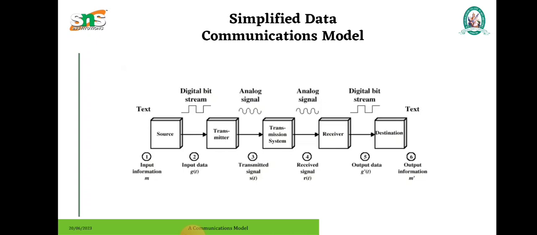So here in the simplified data communication model, the text data is sent through the source and it is converted into a digital bit stream, that is, in the form of zeros and ones, and from the transmitter it is sent as an analog signal. The transmission system sends the data as an analog signal, and the receiver receives the data and sends it as a digital bit stream, and finally the text is given at the destination.